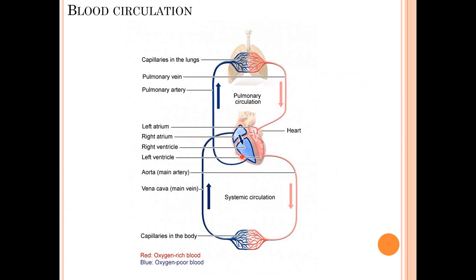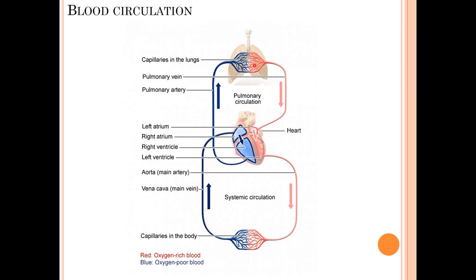The center of the blood circulation is the heart. It is the pump that pumps the blood throughout the body. The right side of the heart receives the oxygen poor blood or the deoxygenated blood from all over the body. It pumps it to the lungs, where there will be gaseous exchange.